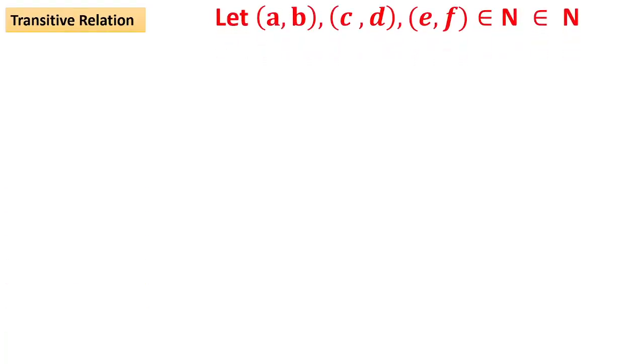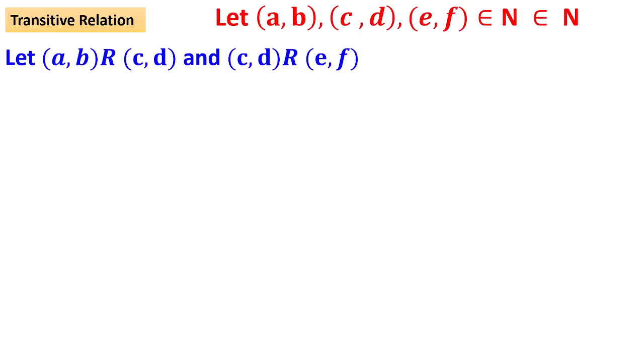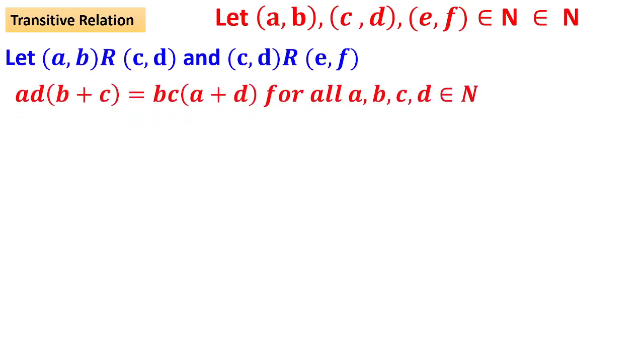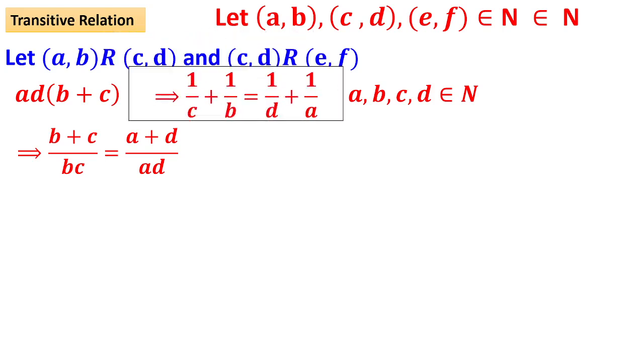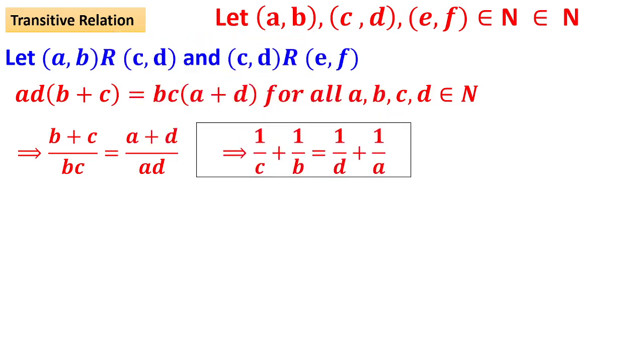Well, we have to be very careful with the transitive. We are taking 3 elements, and the first is related to the second. Therefore, this is the relation. And here I am writing it as (b + c)/bc = (a + d)/ad, and then keep it ready. And by simplifying, 1/c + 1/b = 1/d + 1/a.